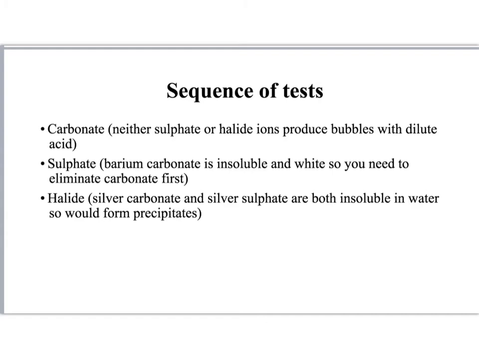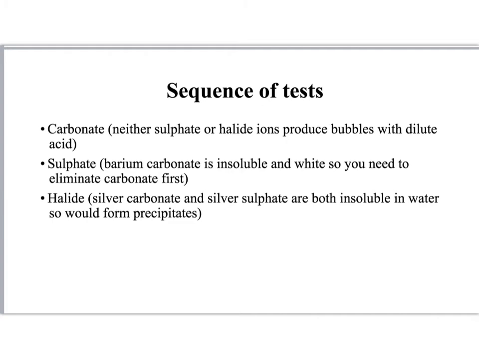So let's say I don't see any bubbles, so which one am I going to move on to next? Well, the next one I would test for is sulfate. So for that one, remember we add barium 2+ ion, so either barium chloride or barium nitrate. And we would make barium sulfate, which is a white precipitate if it's present.